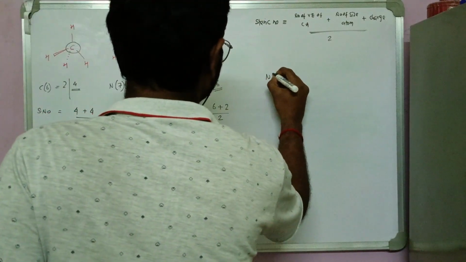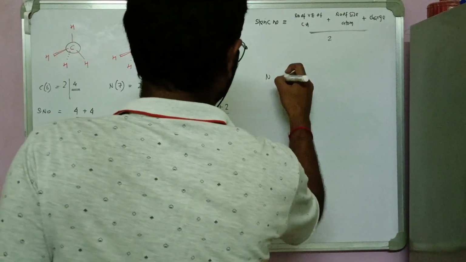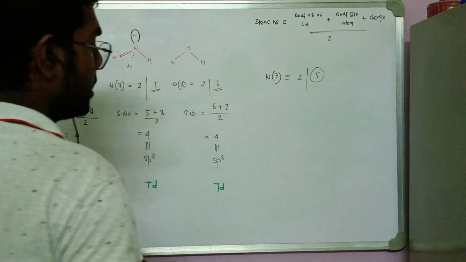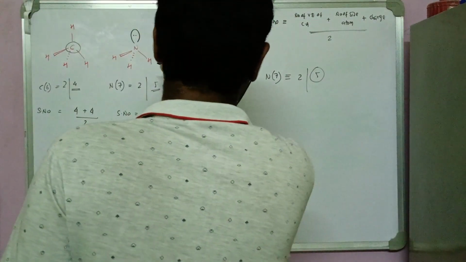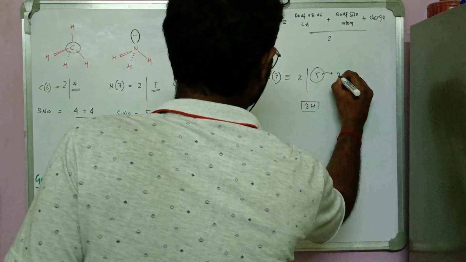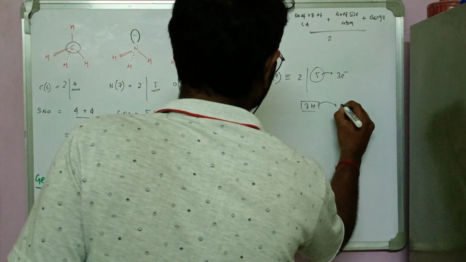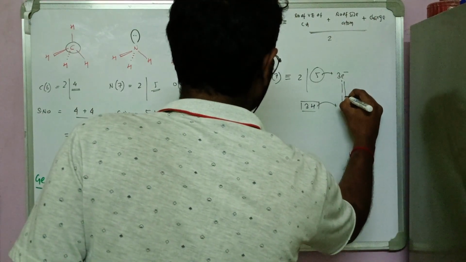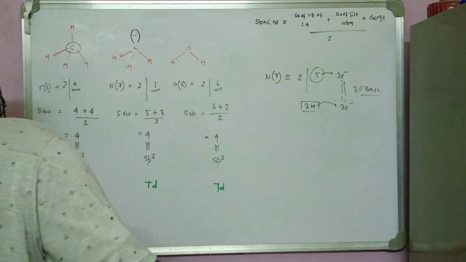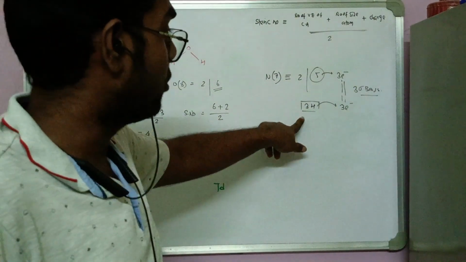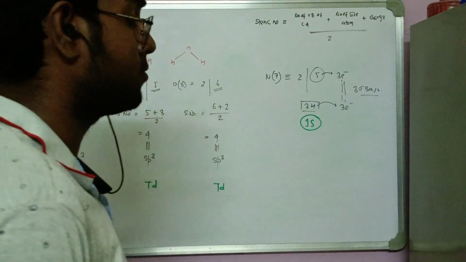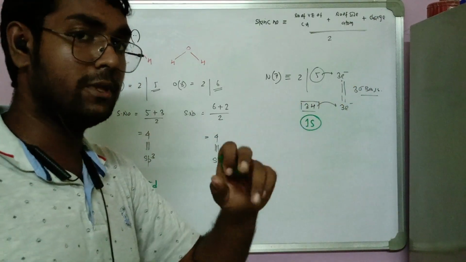Because we know that nitrogen's atomic number is 7, so the configuration is 2, 5. So there are 5 valence electrons, but only 3 hydrogens are present. So 3 electrons from nitrogen and 3 from hydrogen are utilized, and they will form 3 sigma bonds, right? Why am I saying sigma bonds, not pi bonds? Because hydrogen has its electron in one s orbital, and we know that the s orbital forms only sigma bonds. So these 3 bonds will be 3 sigmas.